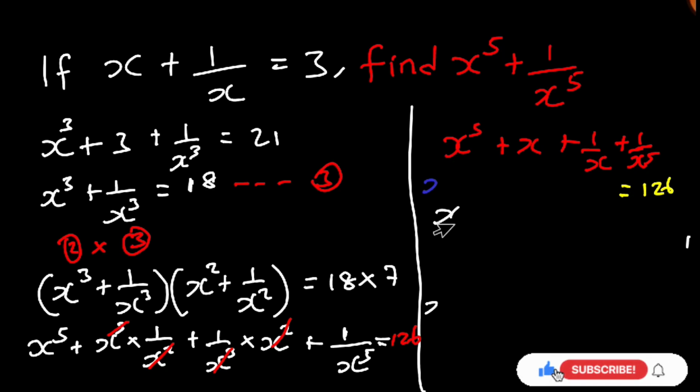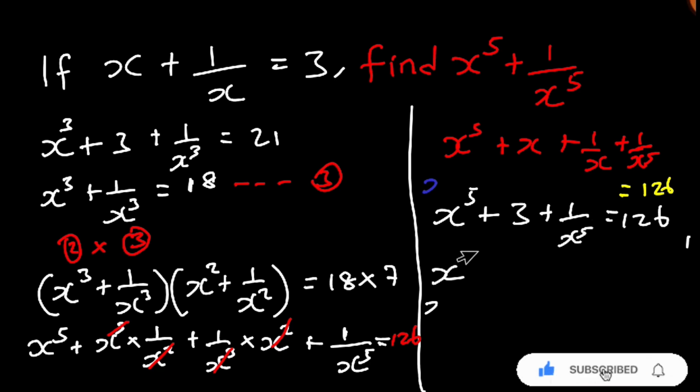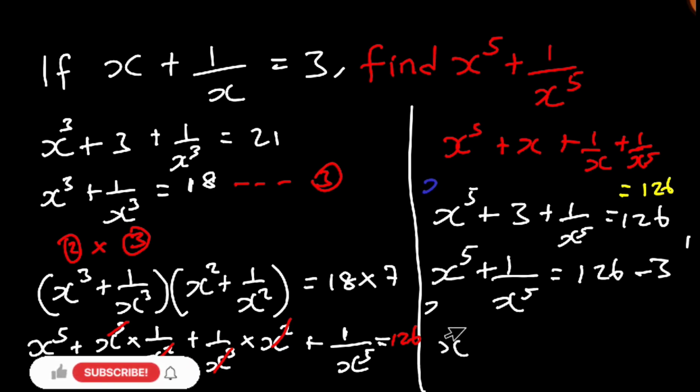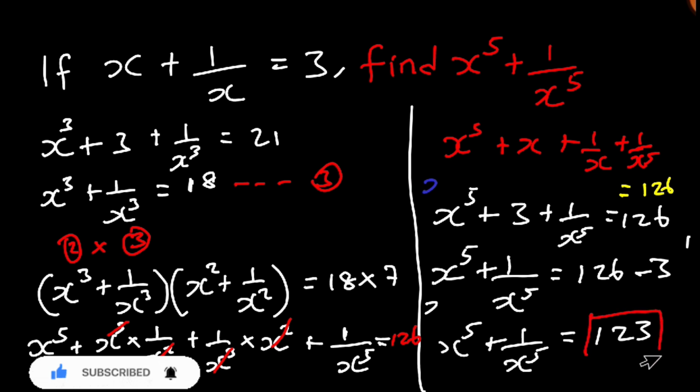So you have x to the power of 5 plus x plus 1 over x, which is what we're given, and it is equal to 3. So I'm going to replace it with 3. Then we have plus 1 over x to the power of 5 equals 126. So we have x to the power of 5 plus 1 over x to the power of 5 equals 126 minus 3, which is 123. And so this is the answer to this question.